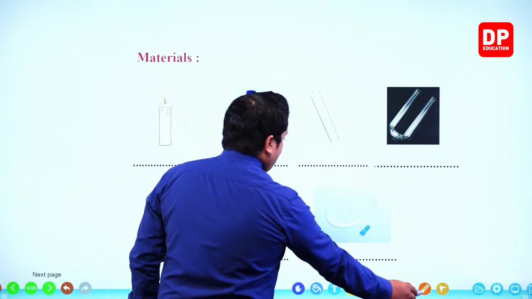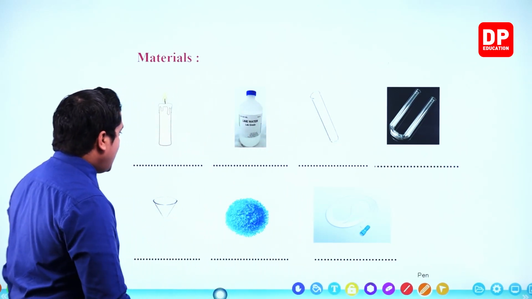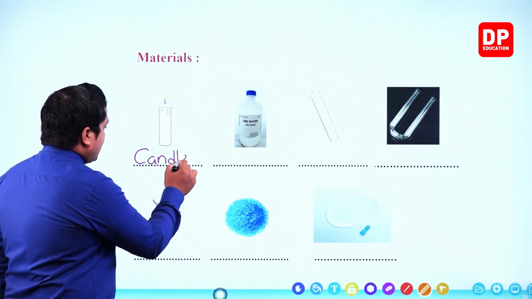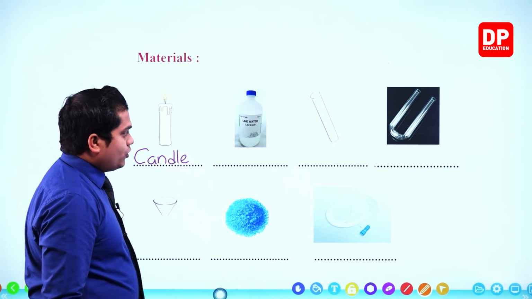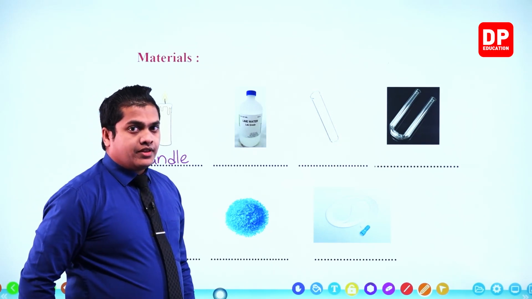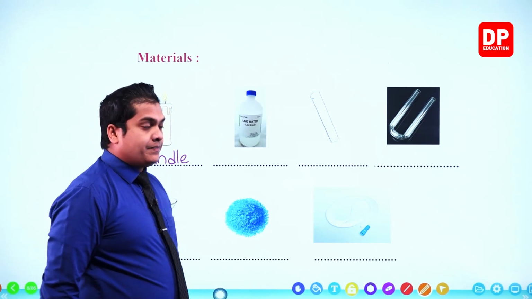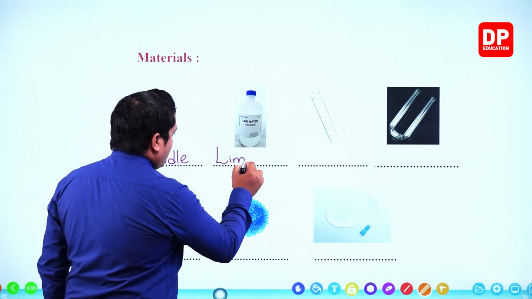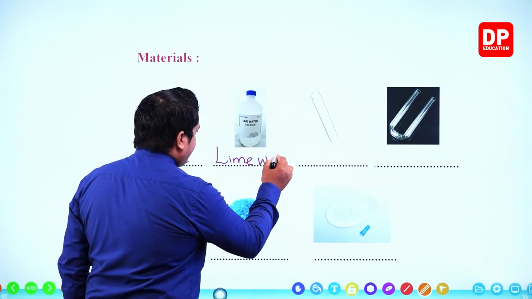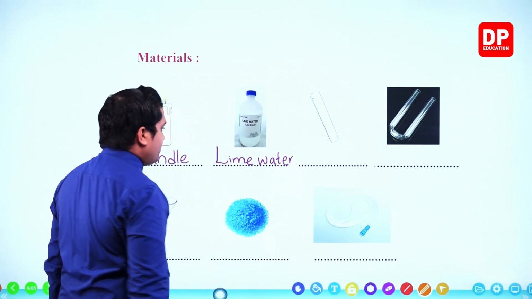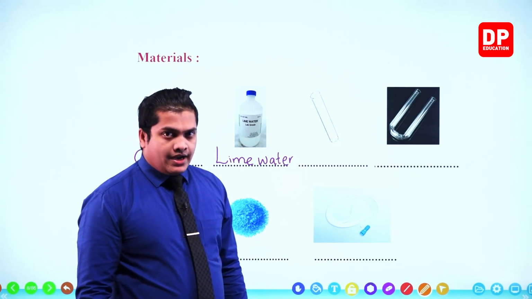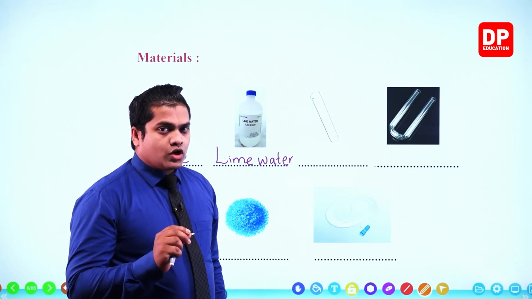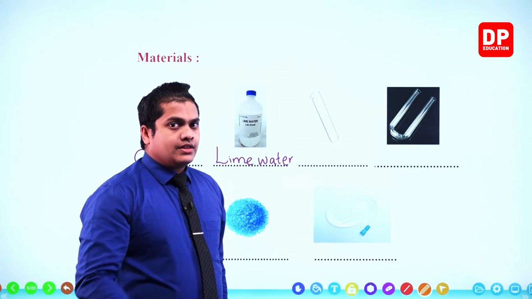So you will be needing, first of all, a candle. It's quite obvious. You'll be needing a candle in order to get the candle smoke or the product created during the burning of candle wax. Okay. Then we'll be needing lime water. Here we are going to burn the candle wax and we're going to bubble this burnt smoke through the lime water.